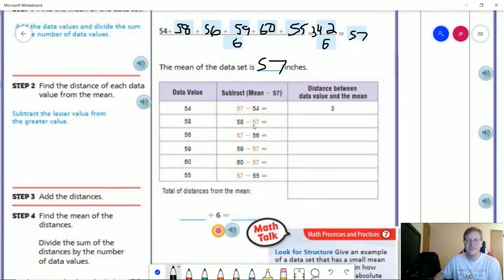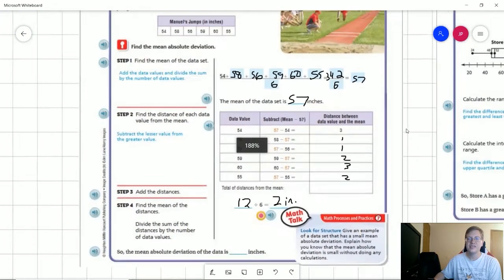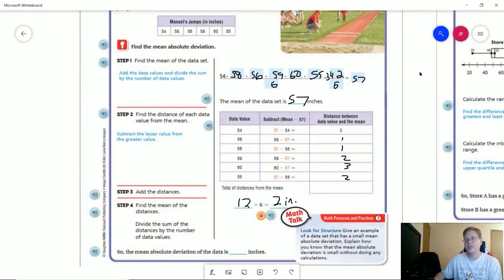So 58 minus 57 is going to give us 1. You get another 1, 2, 3, 2. And then always a good idea to double check. I occasionally write the wrong numbers down when I'm subtracting if I'm working too quickly. So I've got 5, 10, 12. So 12 divided by 6 is going to give me a mean absolute deviation of 2, and we are working with inches. And so that part would also go down there.